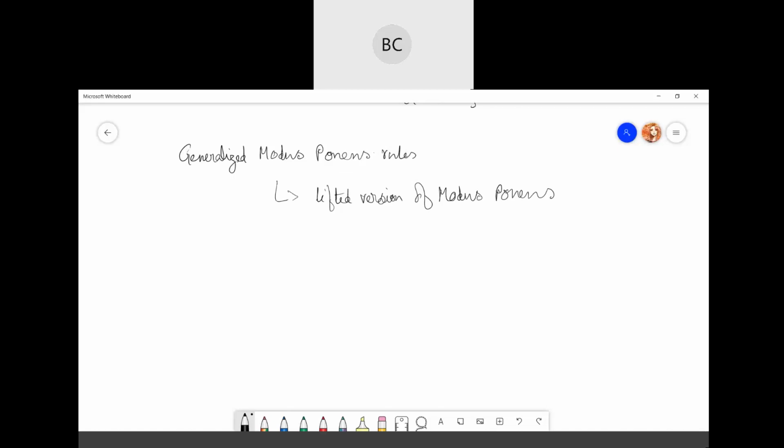Generalized modus ponens says that if P implies Q, and P is asserted to be true, therefore Q must be true.